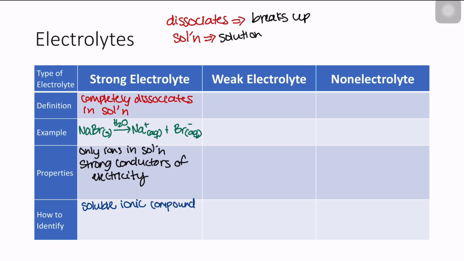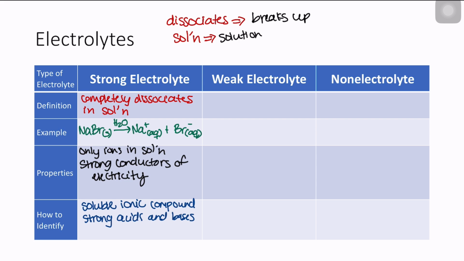So look for a metal. Does it have a metal? If yes, check to see if that compound is soluble. If it has a metal and it is soluble, then you're dealing with a strong electrolyte. Strong acids and bases are also strong electrolytes. Strong acids and bases are actually defined in the same way as an electrolyte. A strong acid is something that completely dissociates in water. A strong base is something that completely dissociates in water.